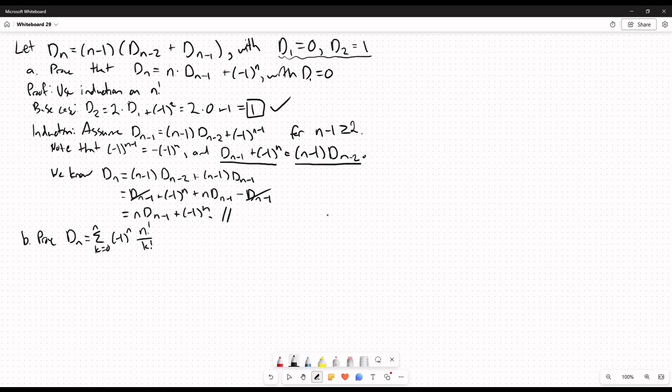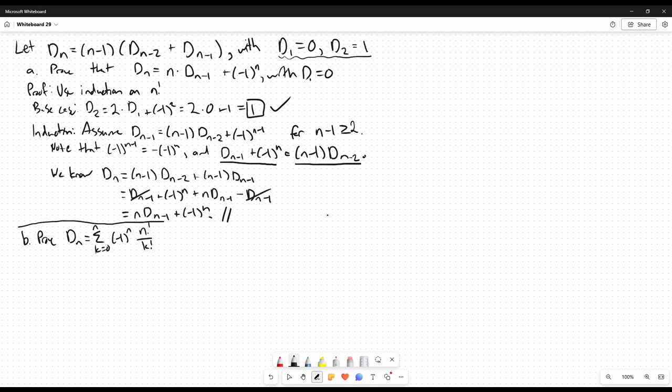And that's it. So we went ahead and proved that if that first recurrence is true, then the second one is also true. So we now have two different recursive relationships defining the formula for derangements. And now that we have that, I can now prove this general formula for the derangements. So let's go ahead and do that.